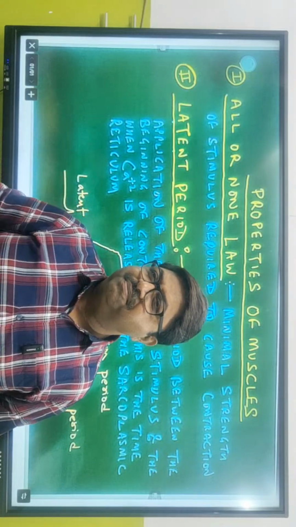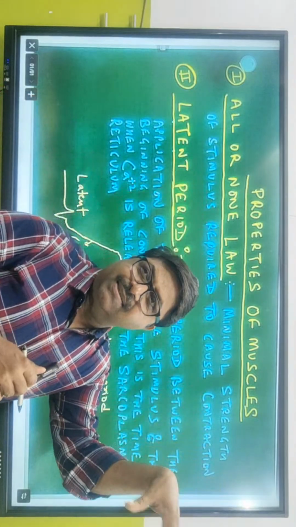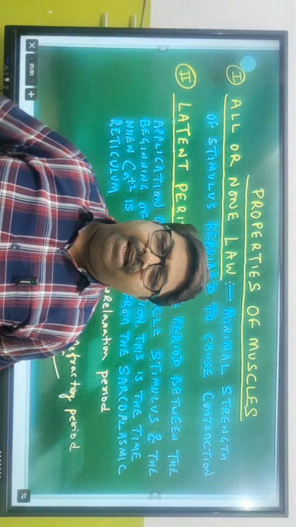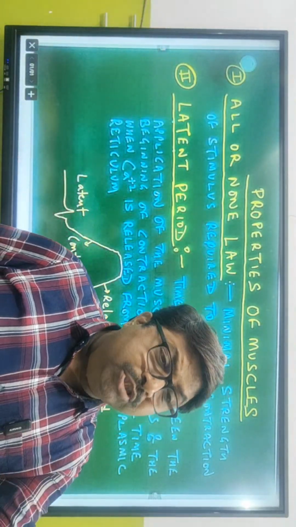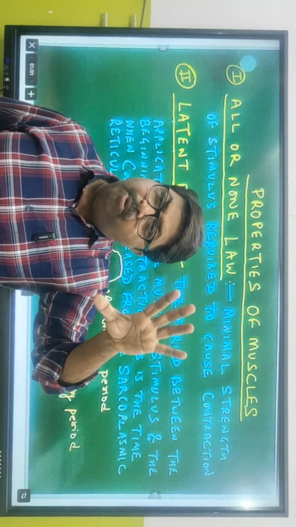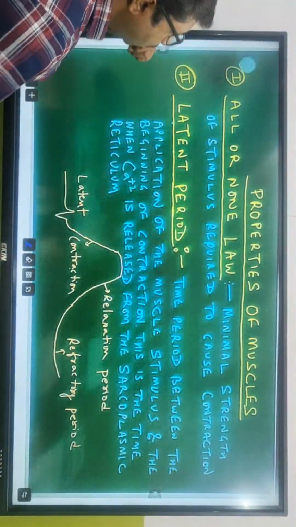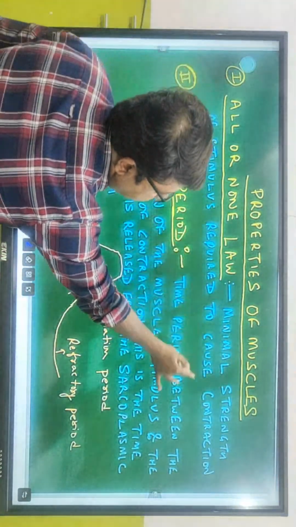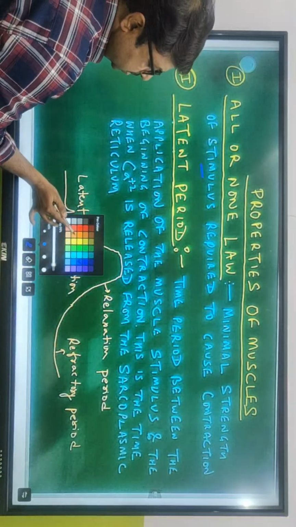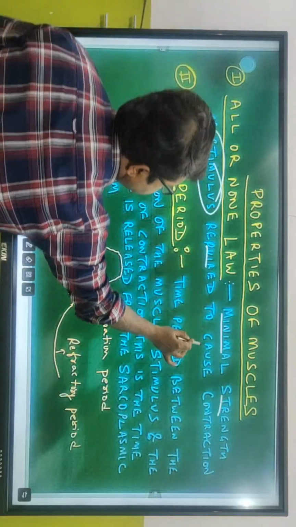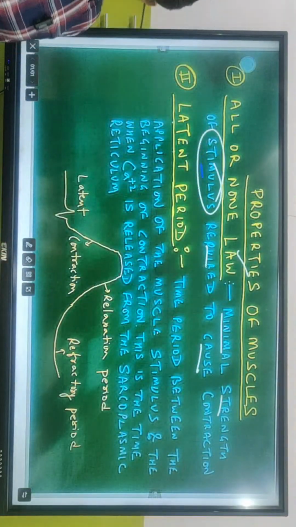Nervous system. When the dendrites get a threshold stimulus, the neuron is going to help in the conduction of the impulses. So if the muscle gets a threshold stimulus, only then will it contract, otherwise it will not. Got the point? Great. So the minimal strength of stimulus required to cause contraction is called the all or none law.